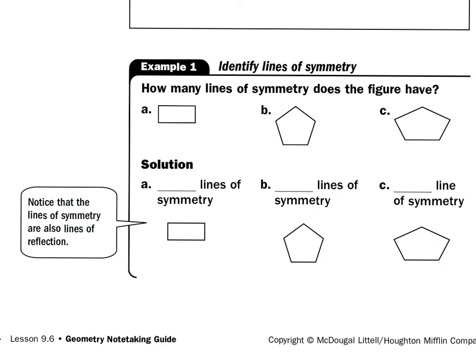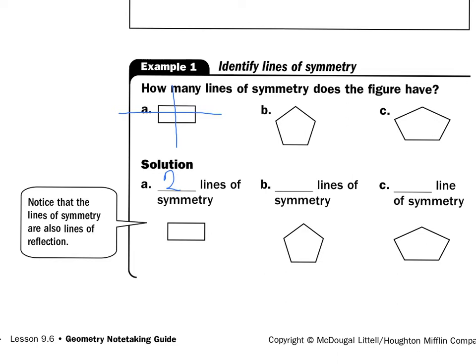So remember, a line of symmetry is kind of like if you folded the piece of paper, where could you fold it so that it's an exact replica of itself on both sides? So we have a rectangle here. If we draw a line here and here, then it would have two lines of symmetry.